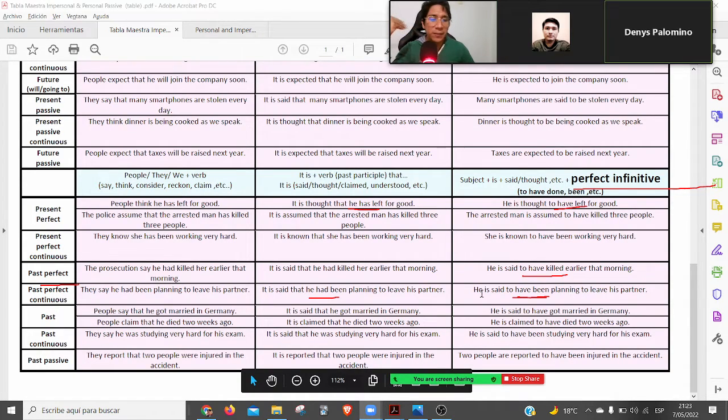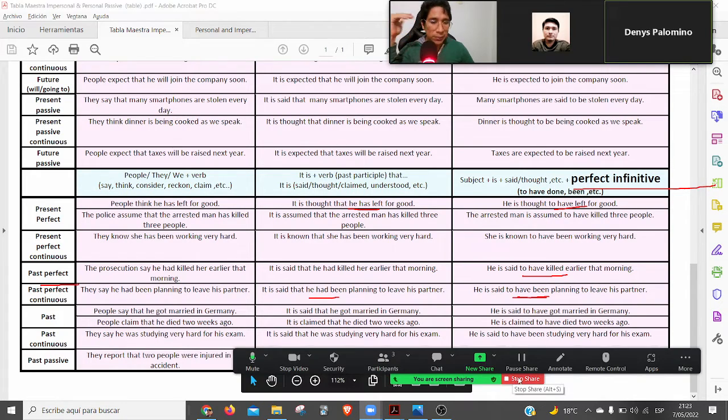Sí, así está en pasado perfecto, vas a usar el presente perfecto, el have. Okay, entonces tenemos 7 minutos.